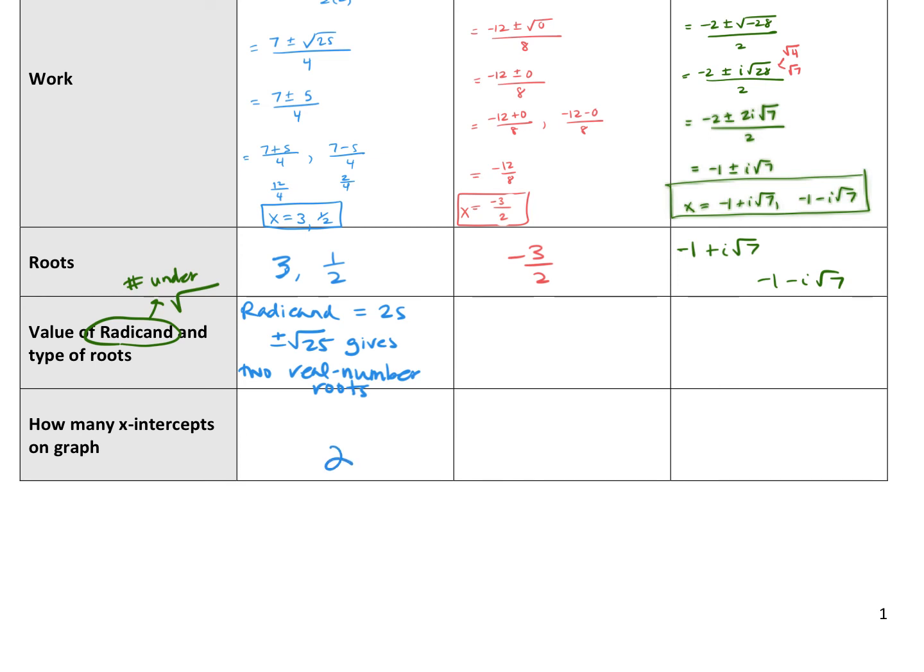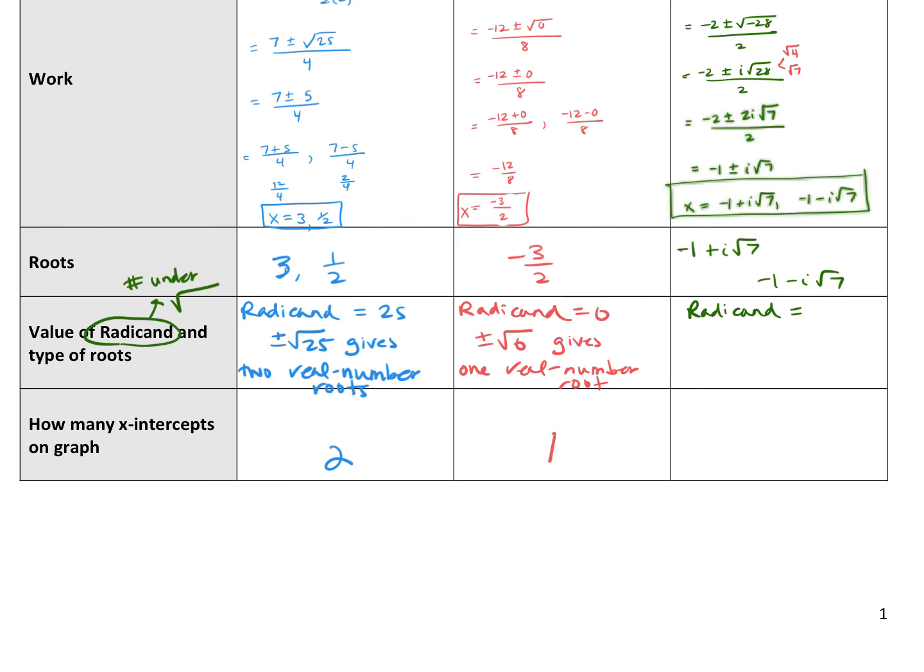So our next one, the number underneath the radicand was 0. So if you're plus or minus the square root of 0, square root of 0 is just 0. So if you add 0 or subtract 0, it just gives 1 real number root. How many x-intercepts is that? Just 1.